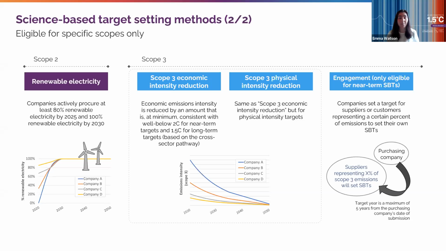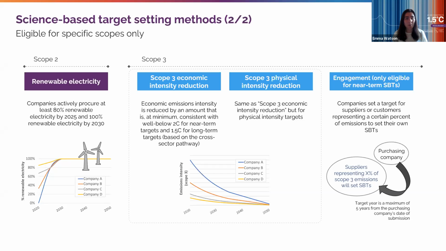For near-term science-based targets, we have a method that's only available for them, which is the engagement target. This is a very popular and practical target setting method for companies to take, where they would set a target for either suppliers or customers representing a certain percentage of their emissions to set their own science-based targets. So we've got an example there that suppliers representing X percent of scope 3 emissions would set science-based targets by 2027, for example.